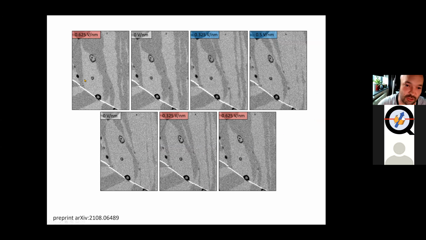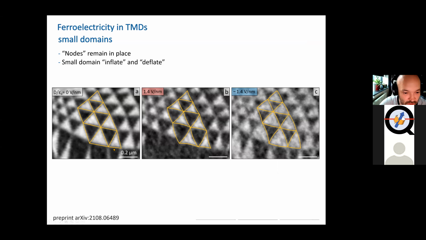So far we discussed large domains, so it would be interesting to see what happens in these little triangular domains. And so we looked into that. This is the same structure, so there are 2 gates, and we're applying the field across. We start with this nice triangular configuration at 0 electric field. When we apply a positive field, you can see that the black domains expand and the bright domains contract. And when we reverse the field, the opposite happens: dark contract and bright expand.